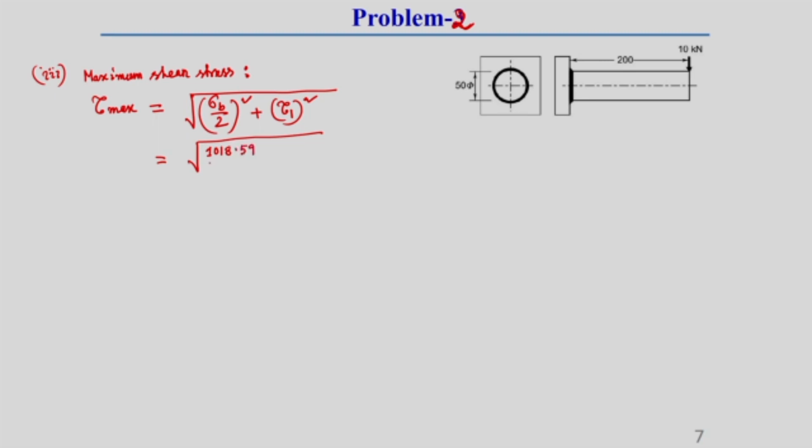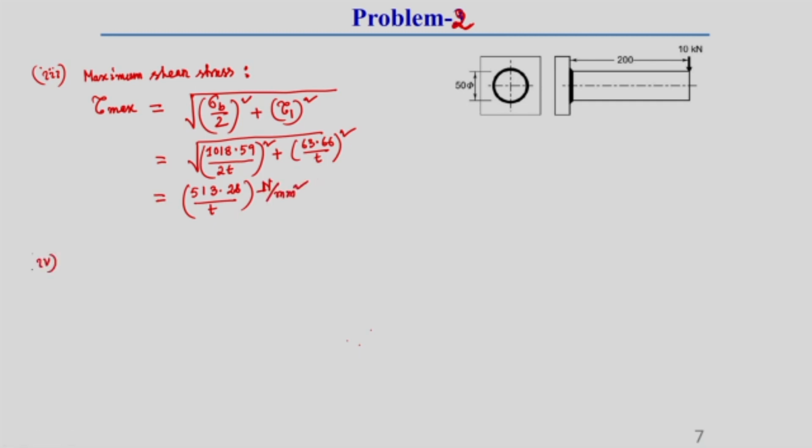1018.59 divided by 2t square, and tau 1 also I have already calculated, 63.66 divided by t, divided by t whole square. So, this is equal to 513.26 divided by t, its unit will be the unit of stress, that is Newton per mm square.